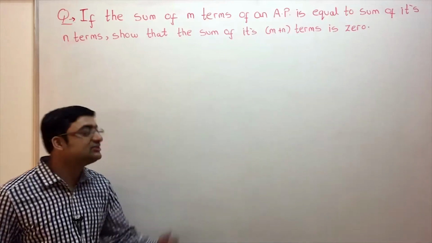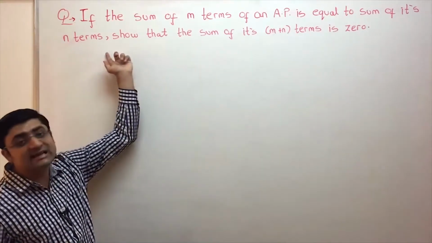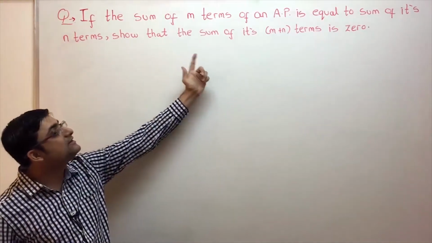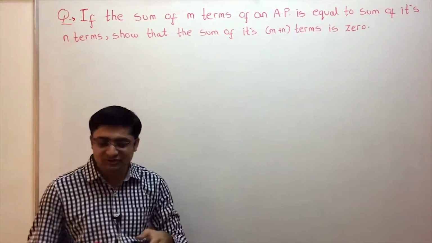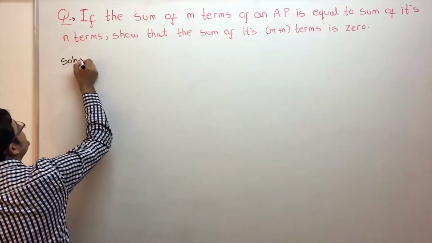So let's read the question. If the sum of m terms of an AP is equal to the sum of its n terms, show that the sum of its m plus n terms is 0. So let's begin. The first step is always to write down what is given to you.